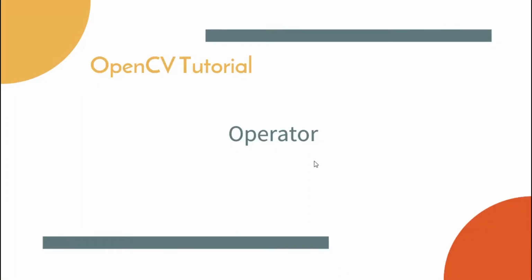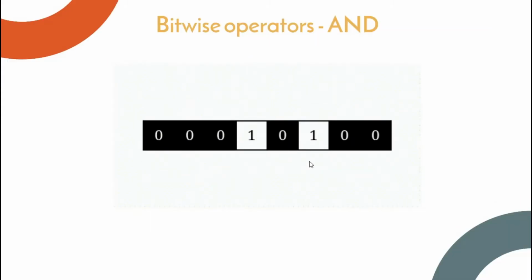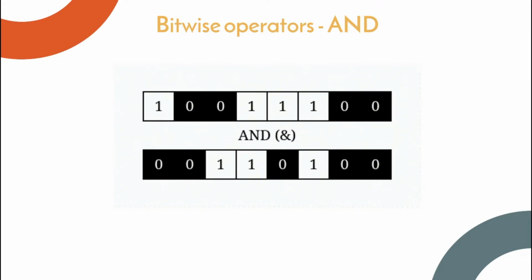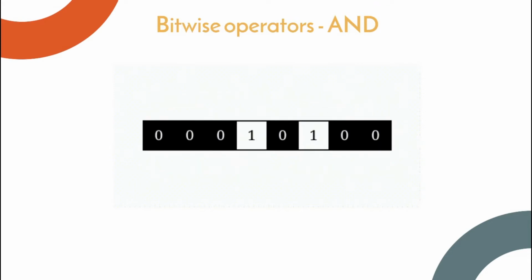Hi there. Now we are going to discuss some operations that can be performed on images, like AND, OR, and NOT. As in digital electronics we have logic gates, we can perform similar operations on pixels of an image. Generally, 255 is represented as white and 0 is represented as black in digital images.